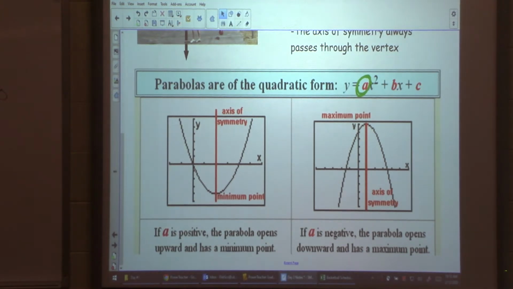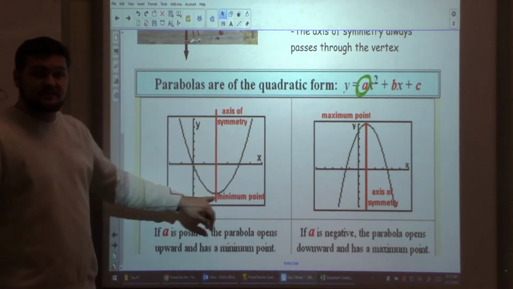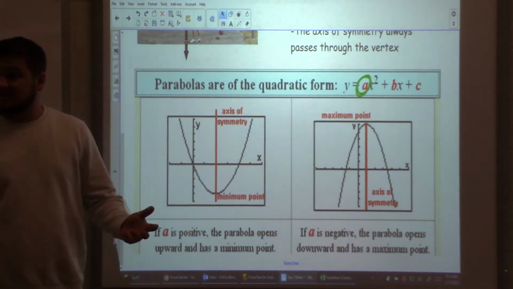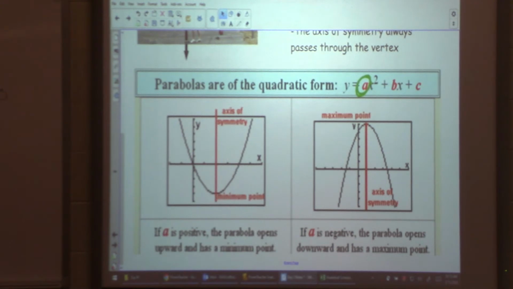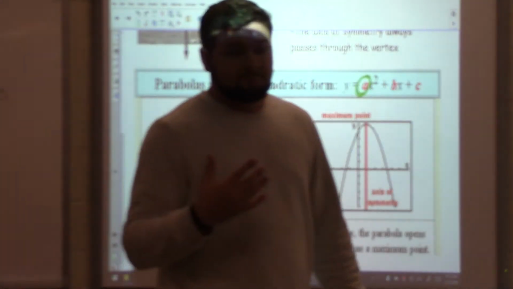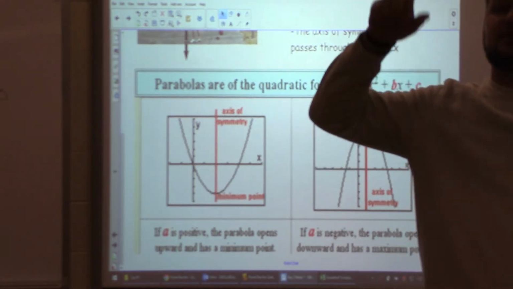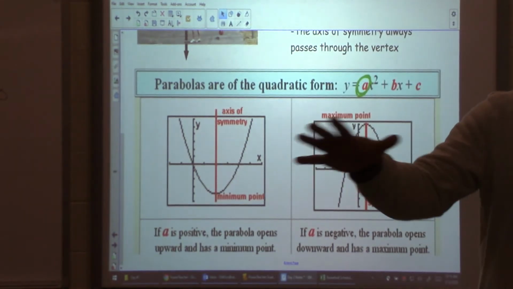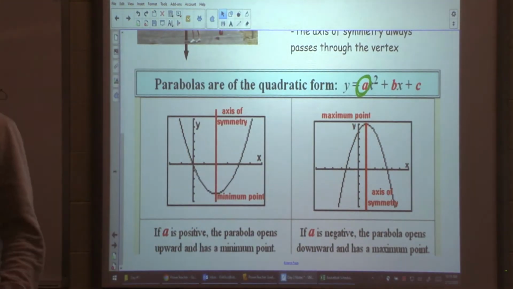The way I like to remember it, and if you want to think of it this way too, if a is positive, it makes a smiley face. Positive, smiley face. If a is negative, it makes a frowny face. So if it's negative, it frowns. If it's positive, it smiles. That's the way I like to think of it. It helps me think of it that way. If you want to, you can think of it like that, or don't. I really don't care. Okay? So that's a big thing when you're graphing. You've got to figure out, is a positive or negative? Which way is it going to go? Cool? Any questions so far? Have I missed anything yet? No?